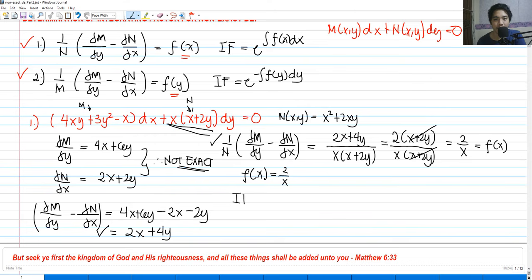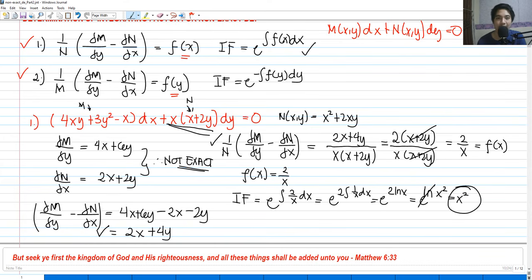Therefore, our integrating factor, since we use 1 all over n, we will be using the first formula. So we have e raised to the integral of 2 all over x dx, which is simply e raised to 2 ln of x. By properties of ln, we can put this 2 on the exponent of the inside function, so we have e raised to ln x squared. So e raised to ln would cancel, and our integrating factor is x squared.